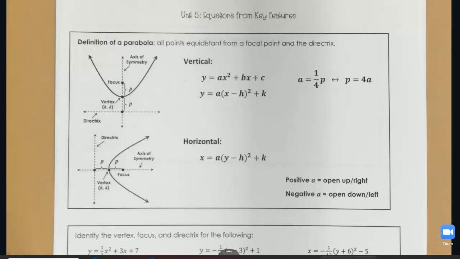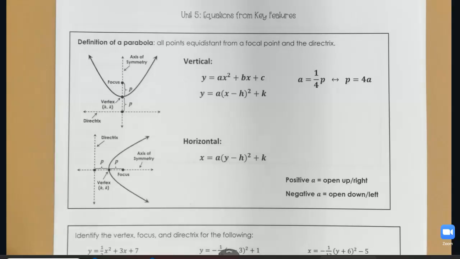We are looking today at equations of quadratic parabolas from key features. What those key features will include are the vertex, the focus, and the directrix. Now, vertex we have talked about quite a bit, but focus and directrix might be new to you.